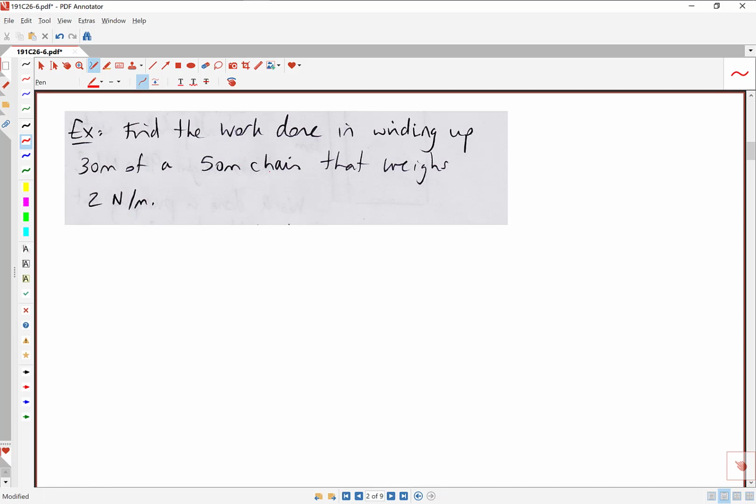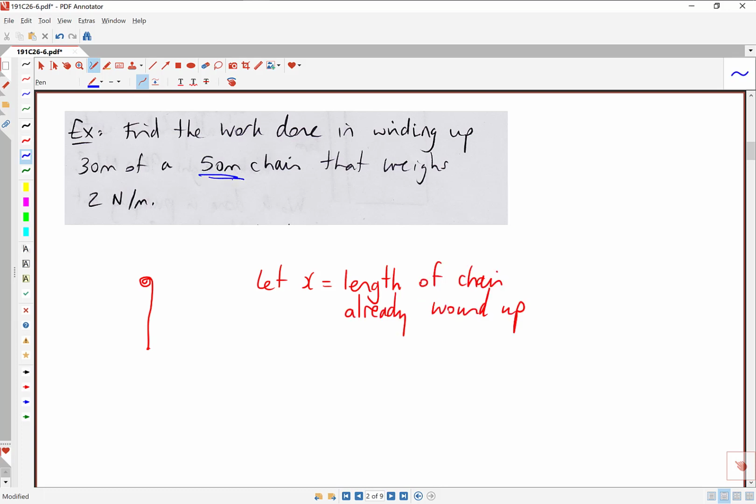First example, let's find the work done in winding up 30 meters of a 50-meter chain that weighs 2 newtons per meter. So let's imagine some of our chain is already wound up and some would be hanging down. We're going to let x equal the length of chain that's already wound up. So since this chain is 50 meters long, if you've got x meters already wound up, then you have 50 minus x is the length of the chain that has yet to be wound up.